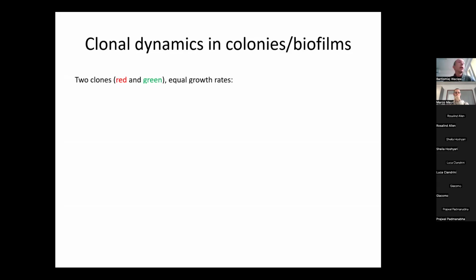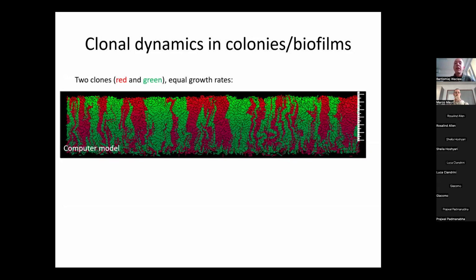The simplest thing to do to understand what happens in this case is to consider only two clones, which are identical, save the color. And this is a result from a computer model which simulates an expanding colony, and the camera always follows the trailing edge of the colony. So only this part of the colony where the actual growth happens.